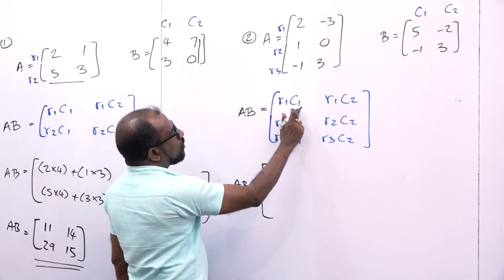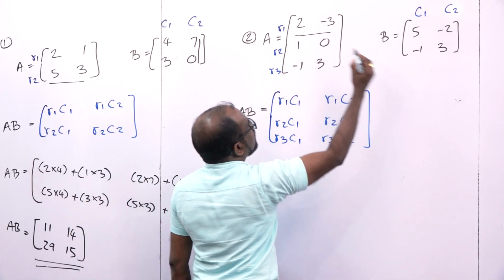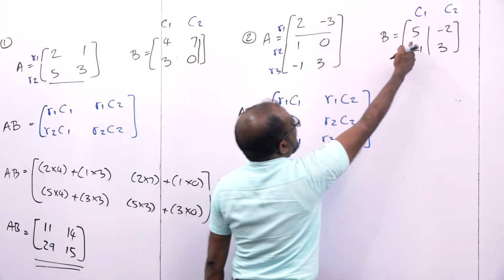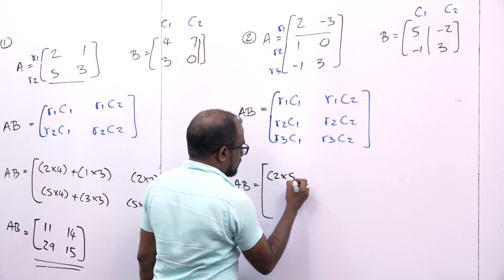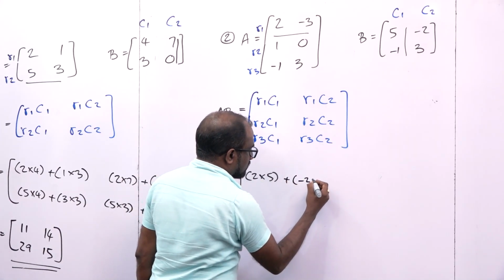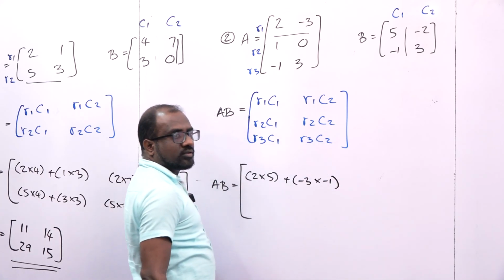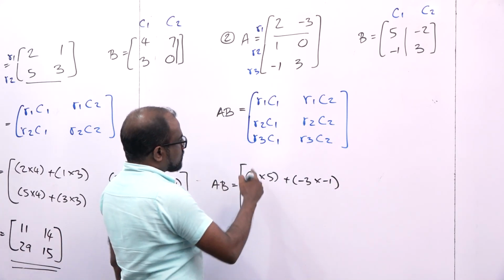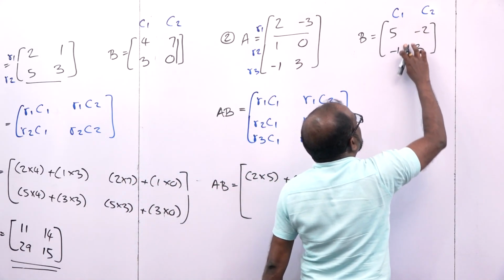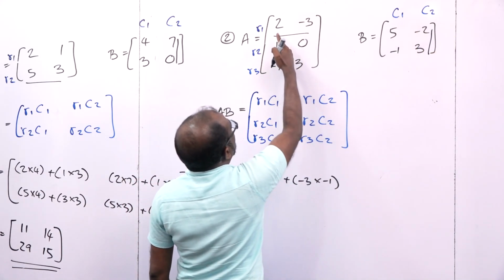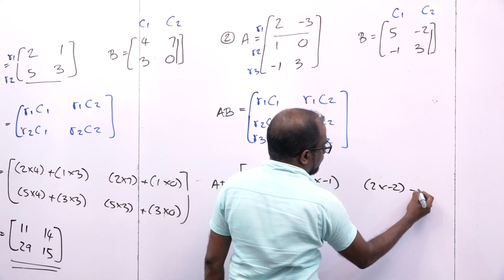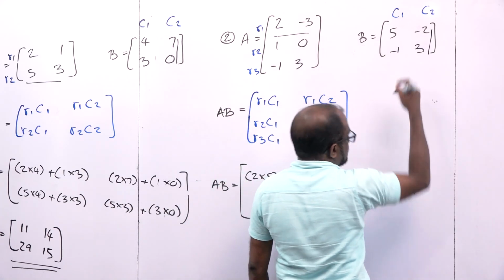Right. Row 1, column 1. 2 times 5 plus minus 3 times minus 1. Right. Second line: row 1, column 2. Row 1 should be multiplied by the second column. Then 2 times minus 2 plus minus 3 times 3.